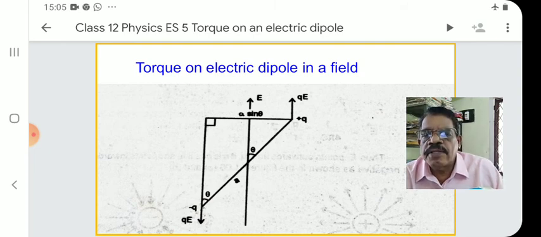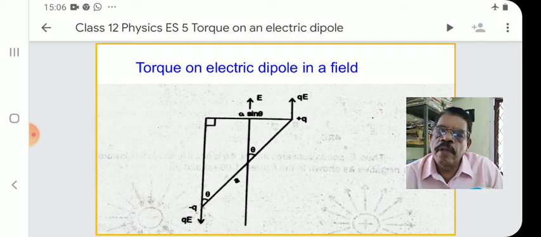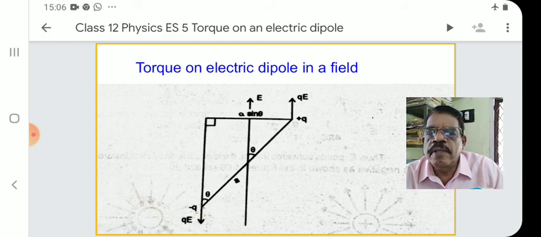A right angle triangle is constructed. Theta is shown at two places. From that figure, we can find sin theta. Sin theta is opposite side by hypotenuse. The opposite side we get as A sin theta. A sin theta by A is sin theta. So this is the perpendicular distance between the lines of action of the forces.